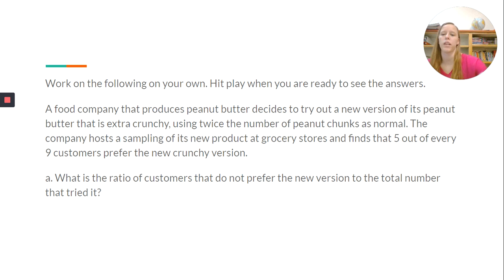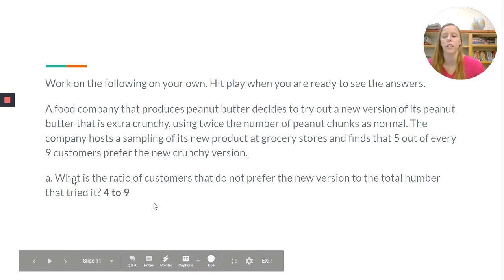Okay, a food company that produces peanut butter decides to try out a new version of its peanut butter that is extra crunchy, using twice the number of peanut chunks as normal. The company hosts a sampling of its new product at grocery stores and finds that 5 out of every 9 customers prefer the new crunchy version. So what is the ratio of customers that do not prefer the new version to the total number that tried it? Well, we know 5 liked it and preferred it, so that means 4 did not, so 4 to 9.